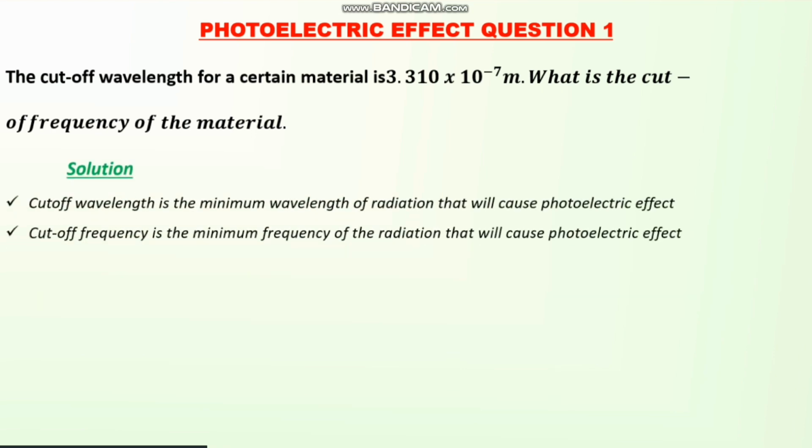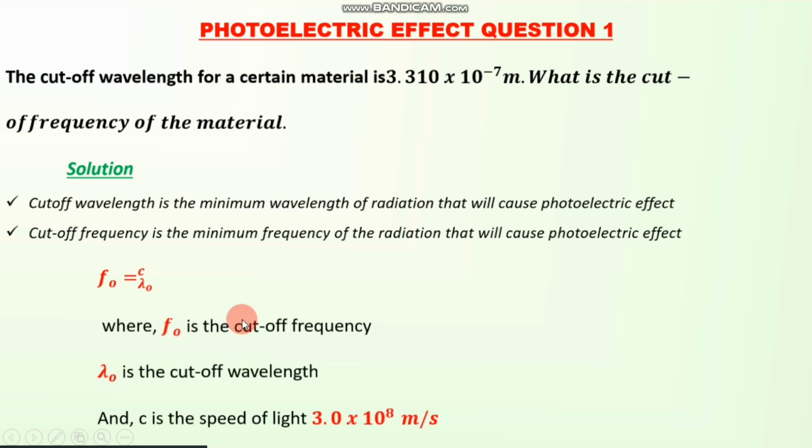As I have said, the cutoff wavelength is the minimum wavelength of radiation that will cause the photoelectric effect, and the cutoff frequency is the minimum frequency of radiation that will cause it. The cutoff frequency is given by f naught. When there is a 0 here, it means this is the cutoff frequency. It is also given by c, the speed of light, divided by the cutoff wavelength, lambda naught, where f0 is the cutoff frequency and lambda 0 is the cutoff wavelength.